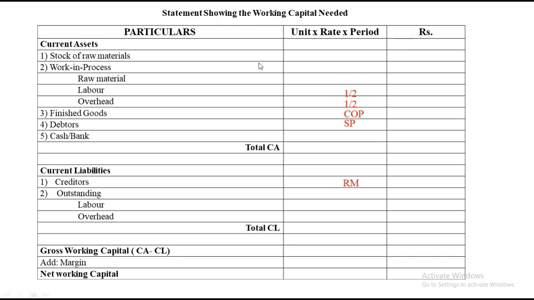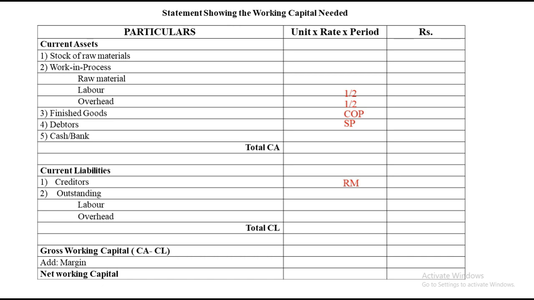For finished goods, the rate will always be taken as cost of production ka rate. For debtors, it will always be taken as selling price ka rate, and for creditors, it will always be taken as raw material ka rate. So these are the 3 to 4 simple rules that you'll have to remember.